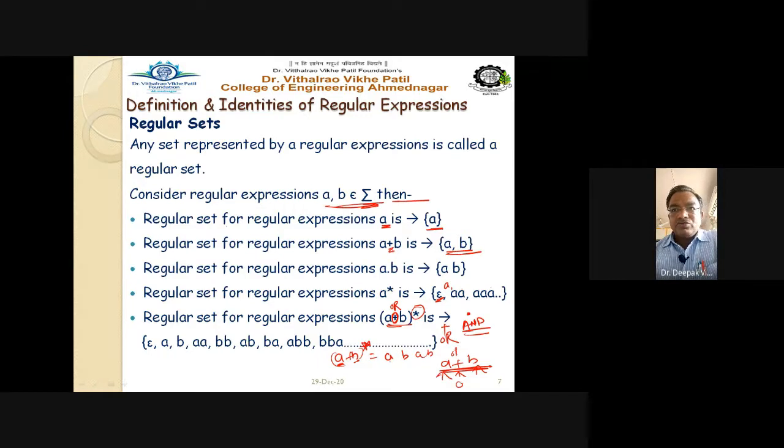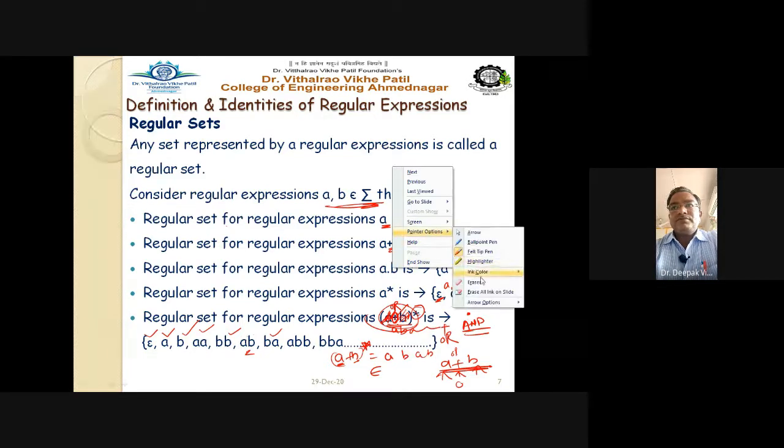So you have the epsilon, and you have one occurrence of a, because with or, b may not be there. Double a is possible, where b is missing. Double b is possible because a is missing. A b, one a and b, is also possible. Then ba is also possible, and a double b is also possible. So any number of a and b's are possible with the help of this a plus b bracket raised to star.